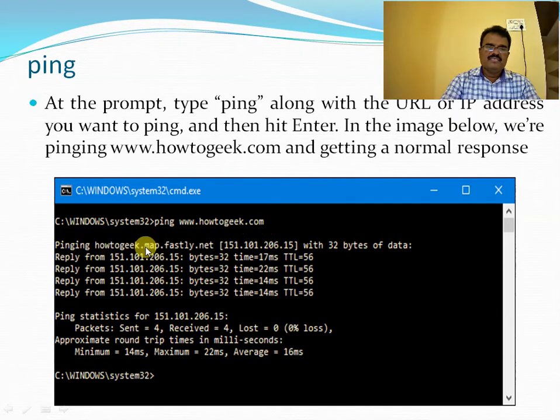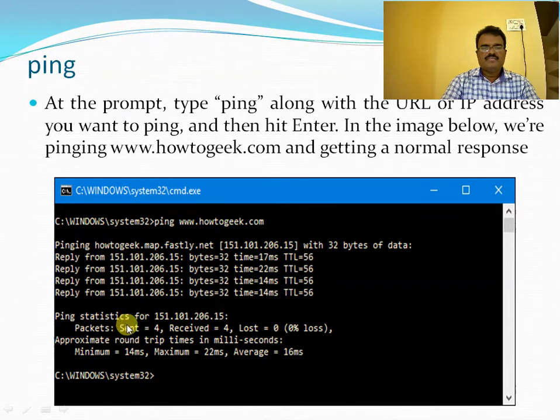So pinging, this is the reply from howtogeek.com. The ping command is contacting this howtogeek.com server and it is getting the reply. So pinging howtogeek.map.fastly.net, this is the IP address of this URL name, 151.101.206.15, with 32 bytes of data. So it is getting a reply.